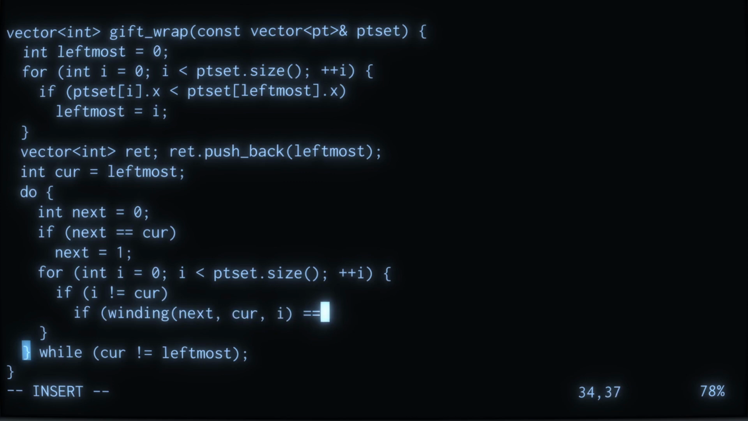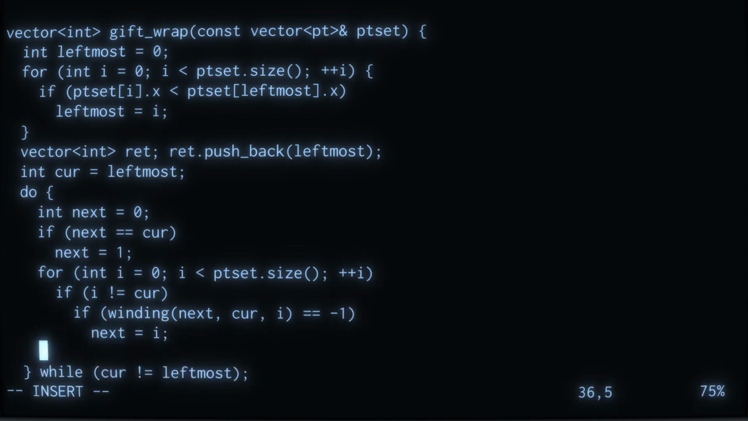So remember, a right-hand turn is of course -1. If we were to change this to 1, then all we would do is find the convex hull in the opposite order. So currently we're trying to find it in clockwise order, but we could also try and find it in counterclockwise order. It doesn't really matter. But once we do this, if it turns out that it is a right-hand turn, then we just need to replace our candidate next point.